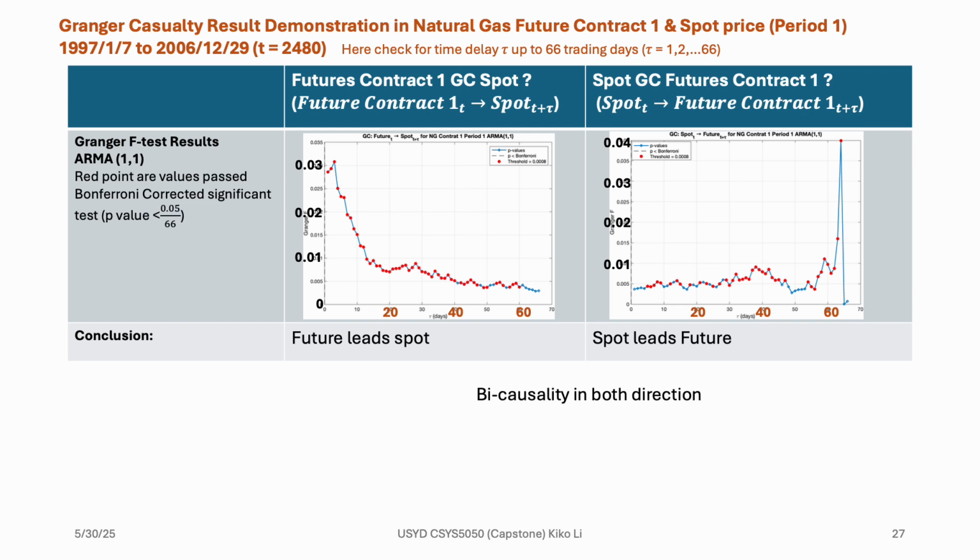Actually, this finding is similar to what we found in Pearson and mutual information, but Granger causality seems to emphasize these lead-lag relationships and capture the relationships for the longer time delay.